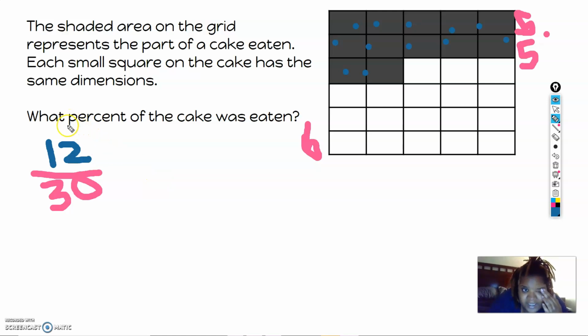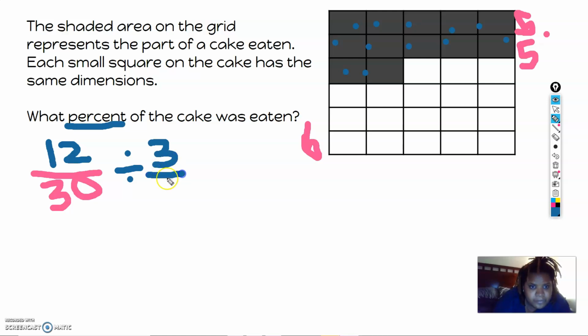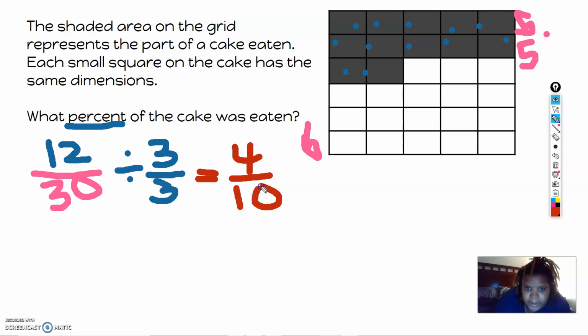Then it's asking me the percent. Well, how do I go from a fraction to a percent? I can reduce this fraction because they're both even numbers. But I also know a number they can both be divided by, which is 3. 12 divided by 3 equals 4. And 30 divided by 3 is just 10. So I have 4/10.